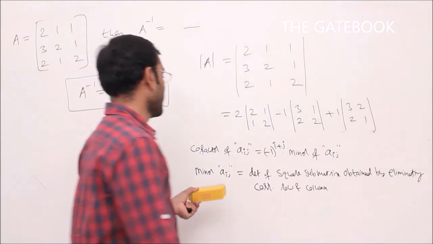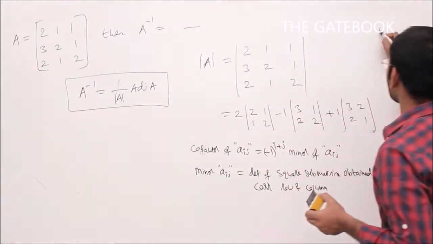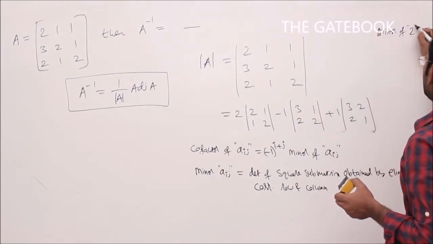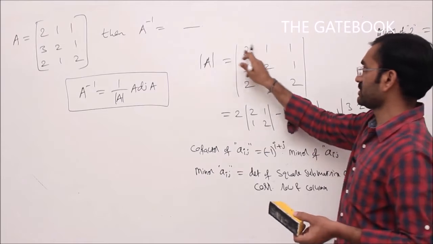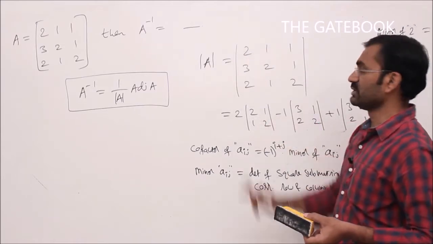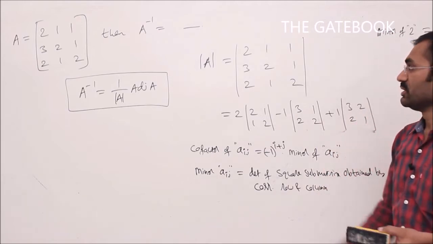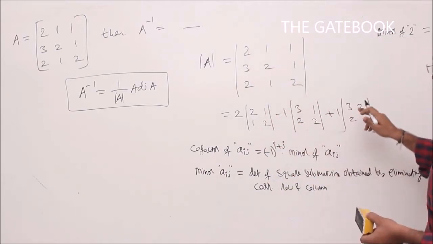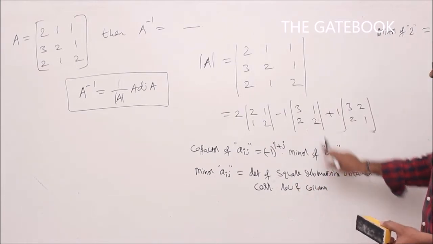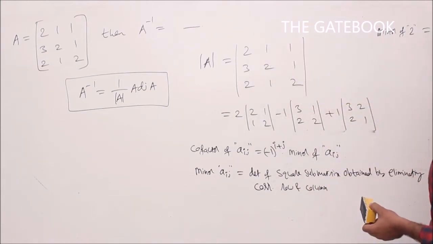Suppose we want to find the minor of 2. To get the minor of 2, eliminate the corresponding row and column. 2 is the element of the first row, first column. So eliminating the first row and first column and finding the det of the square submatrix, we will get 4 minus 1, that is equal to 3.